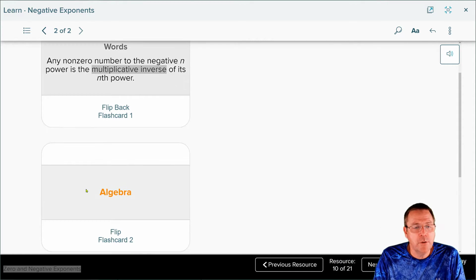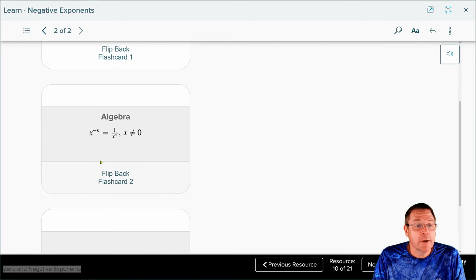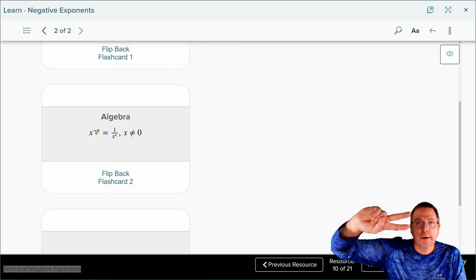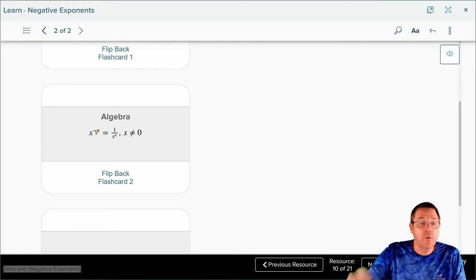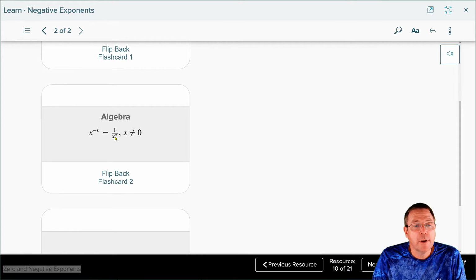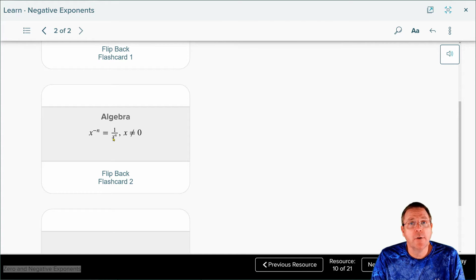So what we're going to do in algebra here is say if x to the negative n, all we have to do is take x over 1, flip it over, putting 1 over x to the positive n. That's literally all there is to doing these. And of course, your x value cannot equal 0 because your x is going to be in the denominator now, and we cannot have 0 in the denominator. Also, we cannot raise 0 to a power.